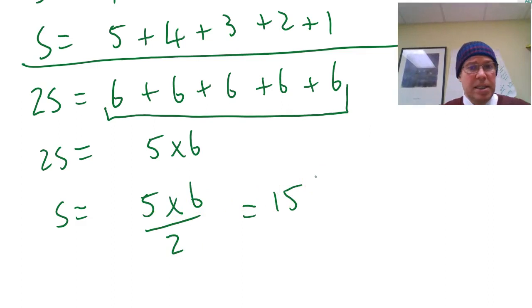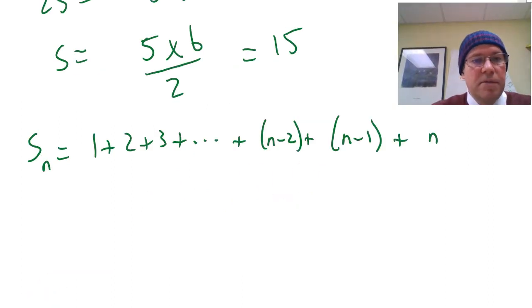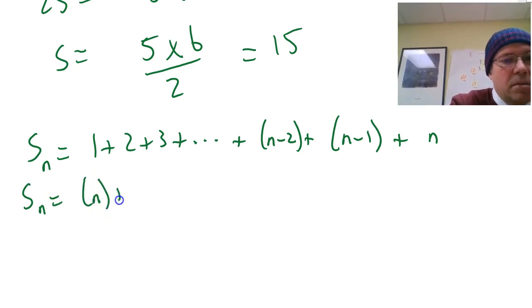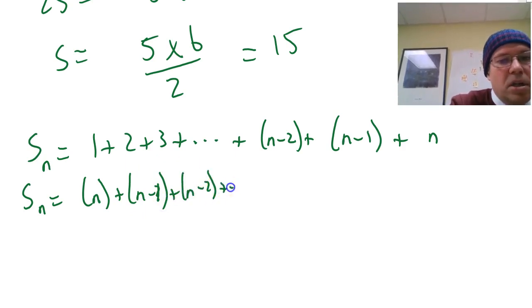So let's generalize this now for the first n numbers. What we've got here is the sum of the first n numbers: 1 add 2 add 3 add ... keep going, and the last 3 terms will be n minus 2, n minus 1, and n. Let's write it backwards just as before. So the sum of the first n numbers is n plus the next one would be n minus 1, and the next one would be n minus 2 plus ... and then it would be a 3 plus a 2 plus a 1.